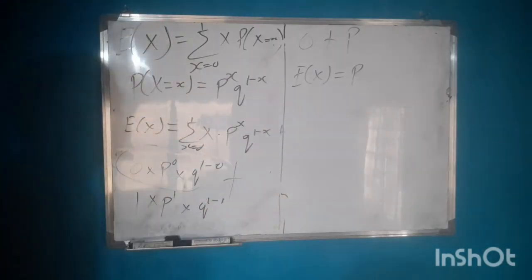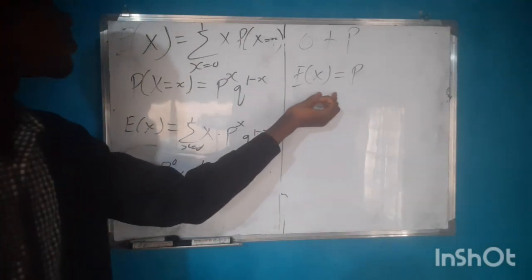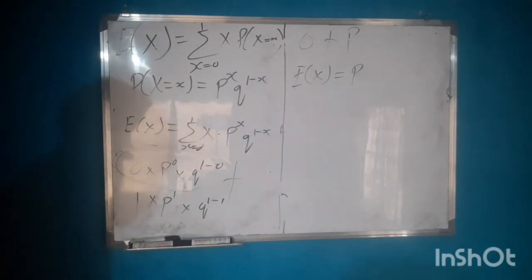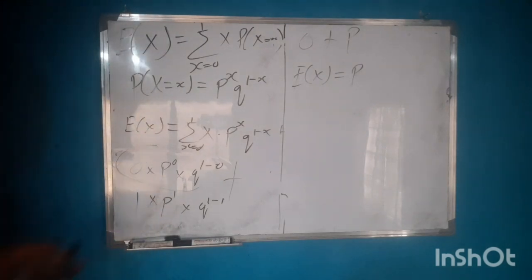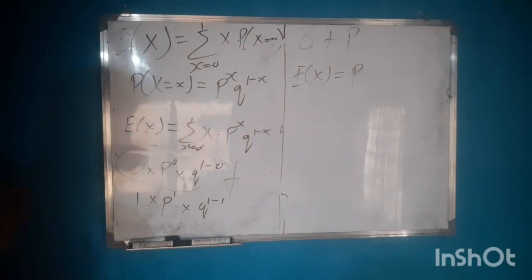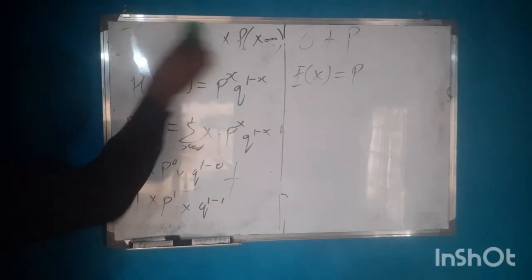So for a Bernoulli distribution, we have shown that the expected value of X is equal to P. Now let's show how the variance of X for a Bernoulli distribution is equal to PQ.